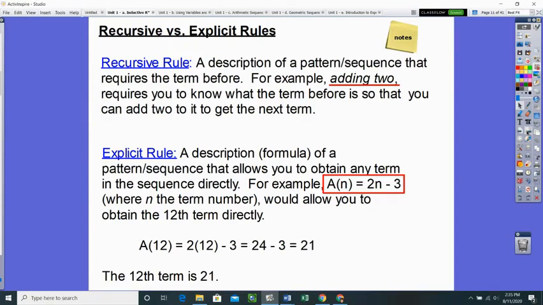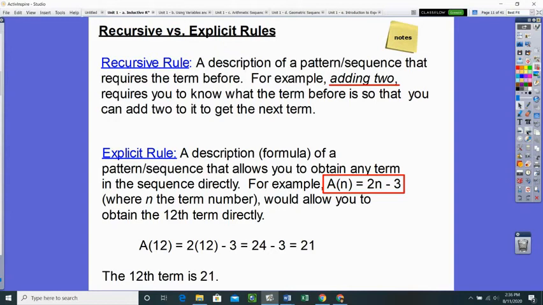What we've been talking about up to this point in time are recursive rules, adding 2, multiplying by 3. They're words to describe a pattern, but in order to continue the pattern, you need to know the term before the one that you are looking for. So if you want the 10th term and you're adding 2, you need to know what was in the 9th term to add the 2.